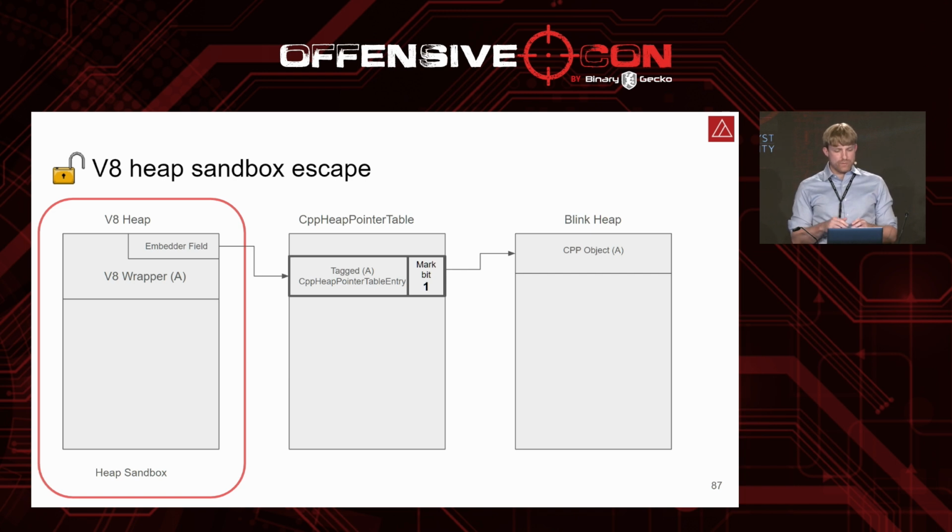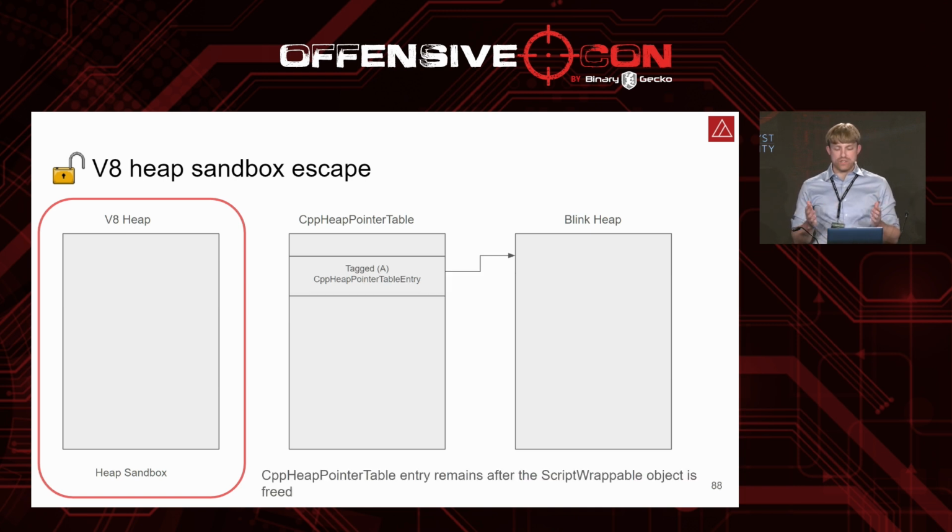So we've labeled the wrapper, the table entry, and the Blink heap object with some type A. As an attacker, what we want to do is cause a situation where the table entry and the Blink heap object have different types, because this is the trusted relationship. The relationship between the embedder field and the C++ heap pointer table is not trusted, and that's what we can alter arbitrarily as an attacker. So after a collection occurs, we can end up in a situation like this. Both the V8 heap wrapper and the Blink heap object are freed, but the table entry is still allocated and still points to the same position in memory that it pointed to previously.